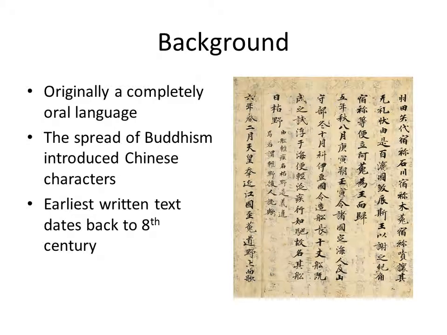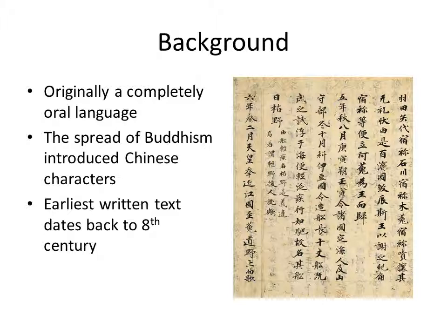Traditionally, Japanese was strictly an oral language. There was no writing component to it. All the history was passed down from generation to generation through storytelling and things like that. It really wasn't until the spread of Buddhism from China that brought the Chinese characters to Japan. The earliest text in Japan dates back to about the 8th century, and that's really late compared to other parts of the world like Mesopotamia that had writing systems like cuneiform back in the BCE eras.